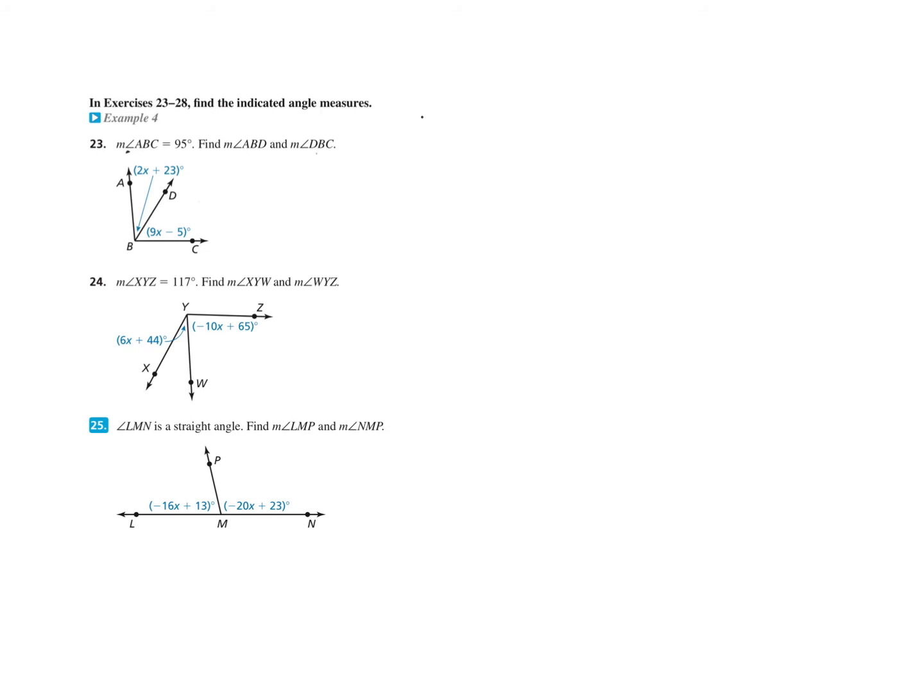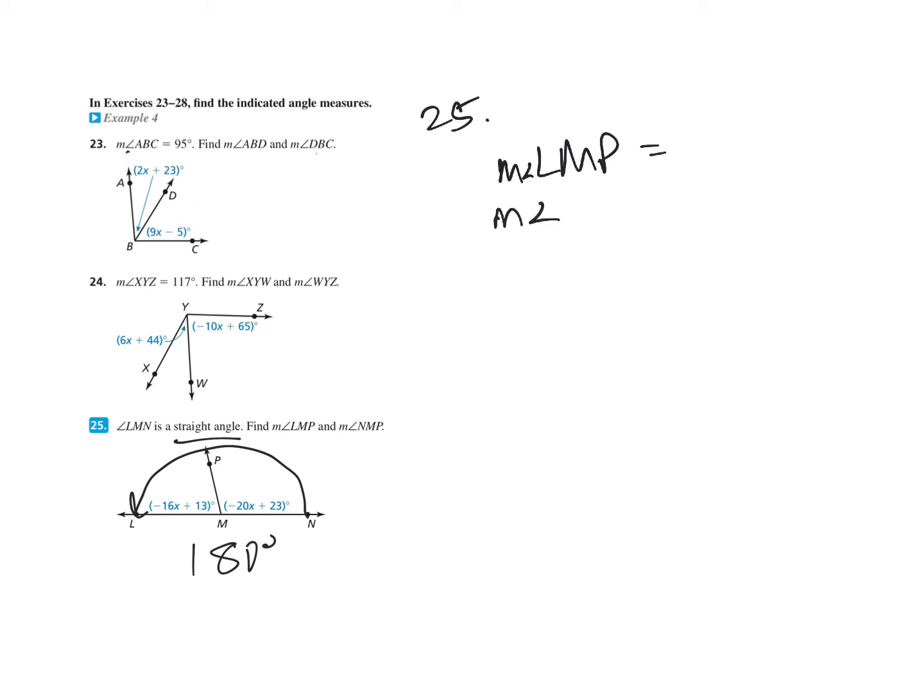All right, 25. LMN is a straight line. Straight angle means 180 degrees. So all the way around, that's 180 degrees. Find LMP, so the measure of angle LMP, and the measure of angle NMP.